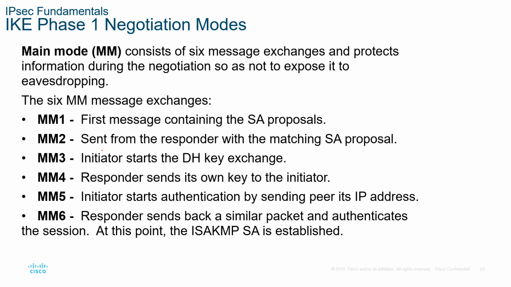Main mode has several different types of messages that they can exchange, M1 through M6. Basically, M1 is the first message containing the proposal. M2 is the responder's response. M3 is the initiator's key exchange. M4 is the responder's own key. M5 is the initiator starting the authentication by sending the peer's address. M6 is the responder sending back an acknowledgement of that similar packet and authentication. And then at that point, the key should be exchanged and the tunnel should be established.